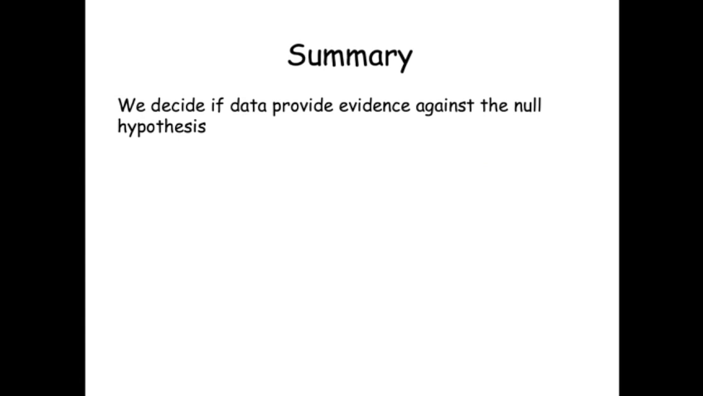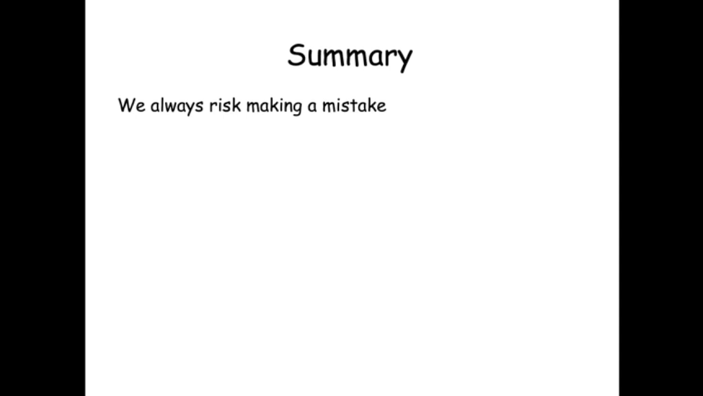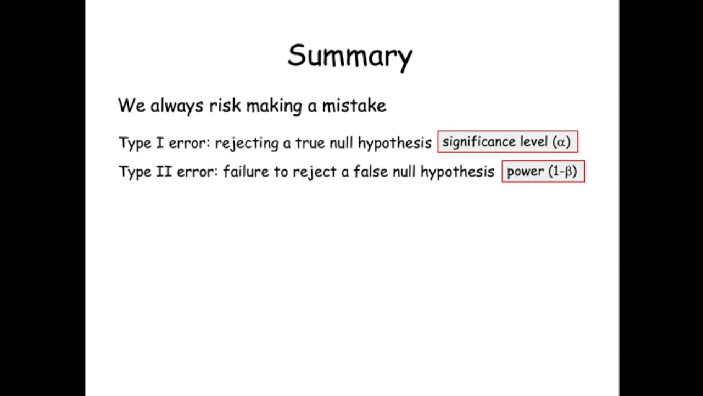Hypothesis testing involves deciding whether the data provide sufficient evidence against the null hypothesis. If results are consistent with the null hypothesis, then we do not reject it. If results are not consistent, then we reject the null and decide that the research hypothesis is a better fit. We always risk making a mistake with statistics because we don't have all the information from the population. A type 1 error occurs when we reject a true null hypothesis, and we limit this risk by setting the significance level. A type 2 error happens when we fail to reject a false null hypothesis, and we control this risk by setting the power of the test.